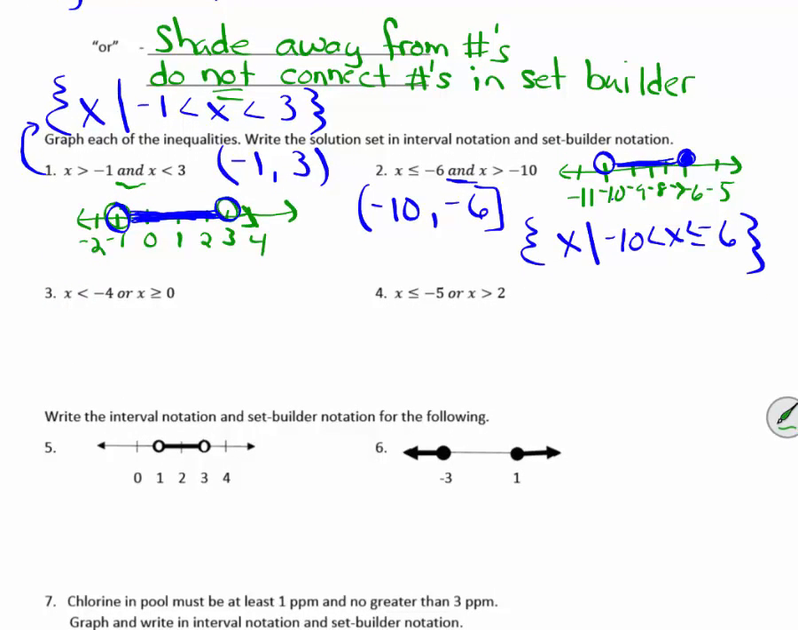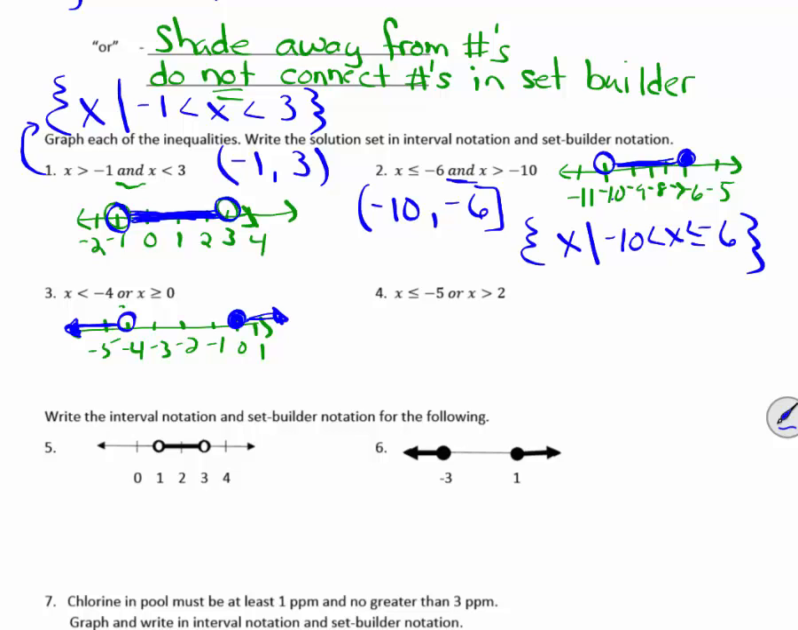So in number 3, we have x is less than -4 or x is greater than 0. So I'm going to draw my number line. So we're going to have -5, -4, -3, -2, -1, 0, 1. And I'm going to put an open circle at -4, closed circle at 0. Right? I'm still looking for those things. But this time, I'm not going to connect the 2 dots. I'm actually going to shade away from them. That's what that means when we say shade away.